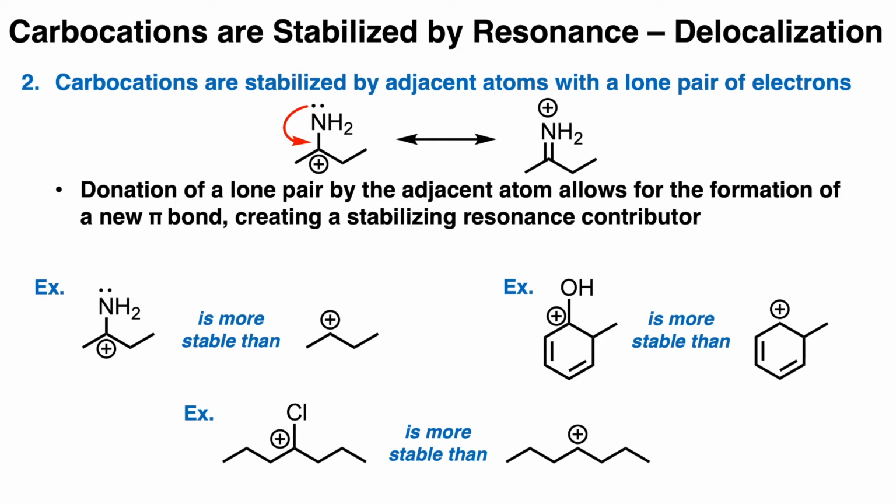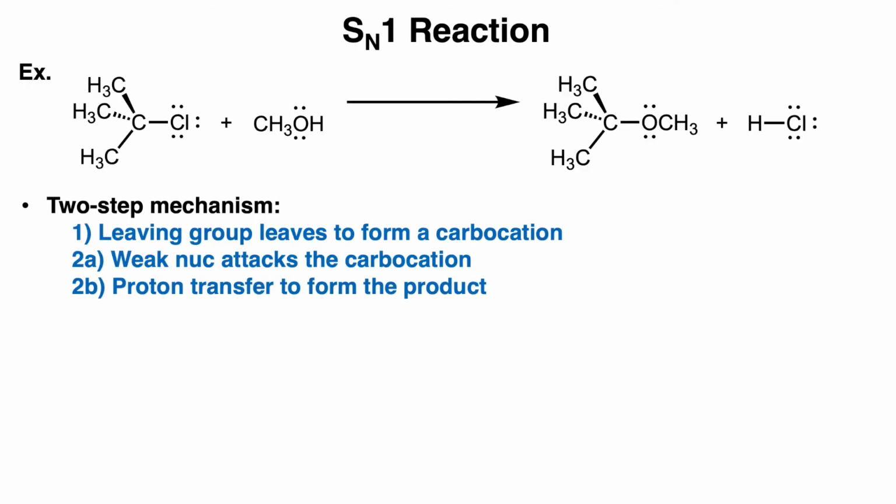Now let's connect the concept of carbocation stability to an SN1 reaction. Recall that SN1 is a two-step mechanism where first the leaving group leaves to form a carbocation, then a weak nucleophile attacks the carbocation, and then a proton transfer occurs to form the final product.